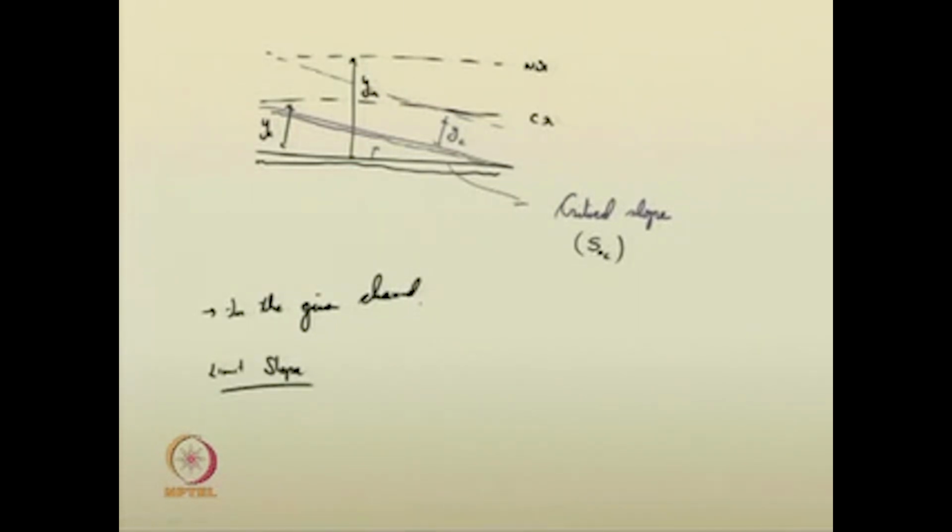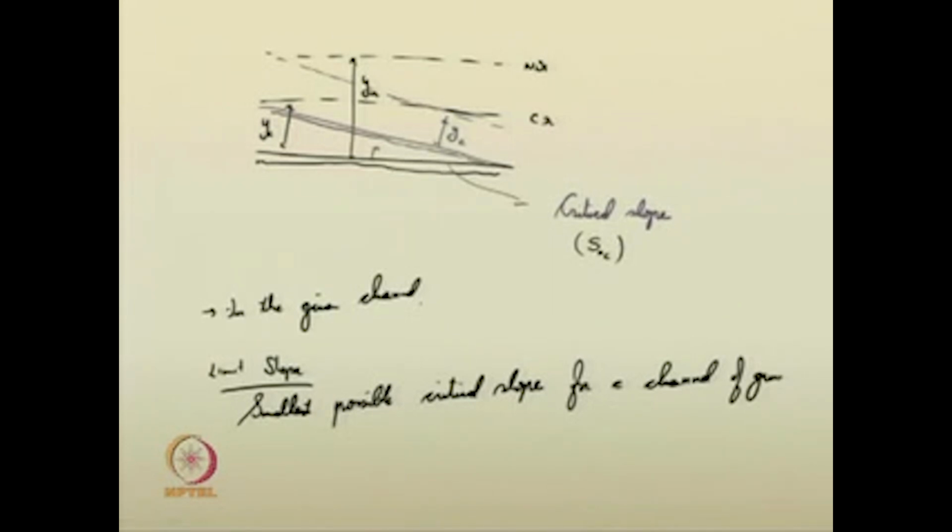The concept of limit slope is defined in such a way that it is the smallest possible critical slope for a channel of given shape and roughness. For a given shape and roughness, the smallest possible critical slope of a channel is called the limit slope. We generally give it as SL.